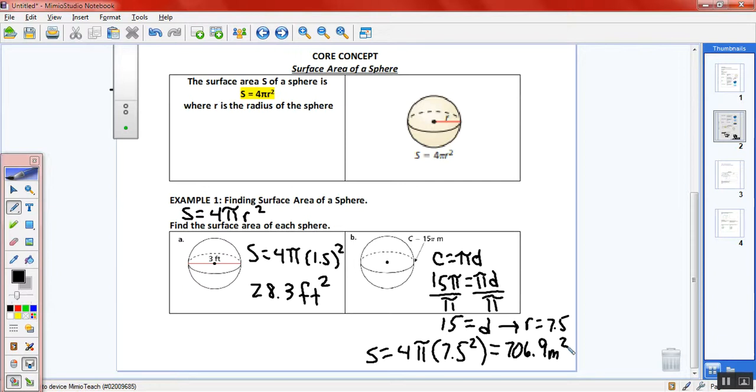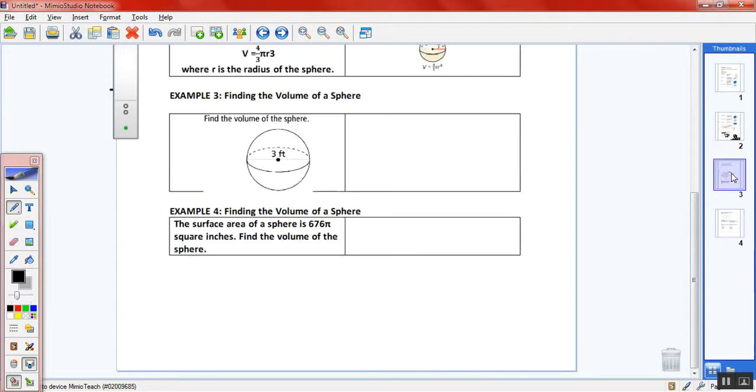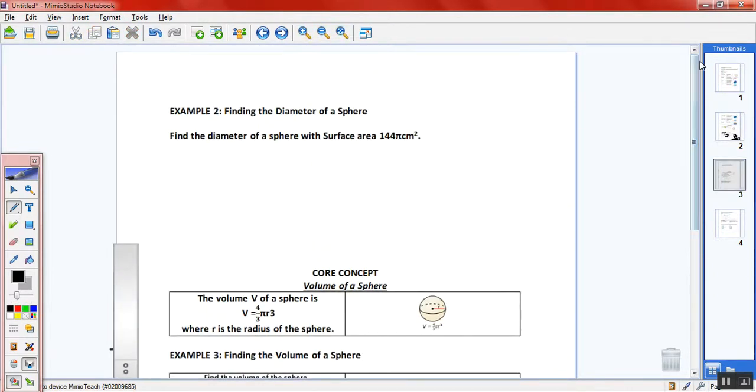Okay. All right, questions on the second page? Ready to move to 3? Yes, no, yes? Okay. So, let's talk about finding the diameter of a sphere. It says find the diameter of a sphere with surface area 144 pi square centimeters. Anybody have thoughts on how to start this?